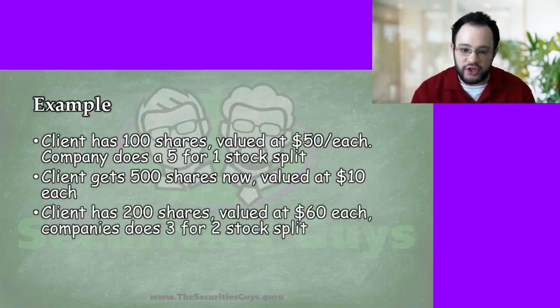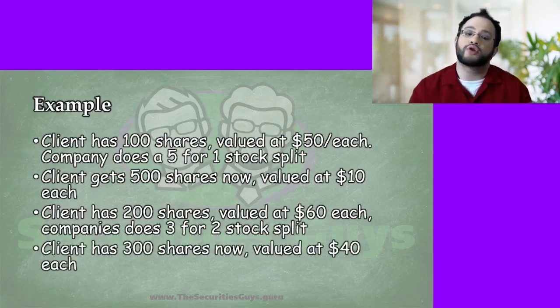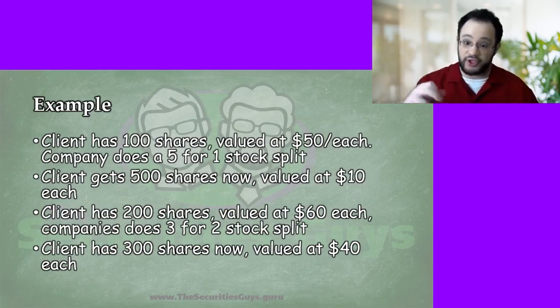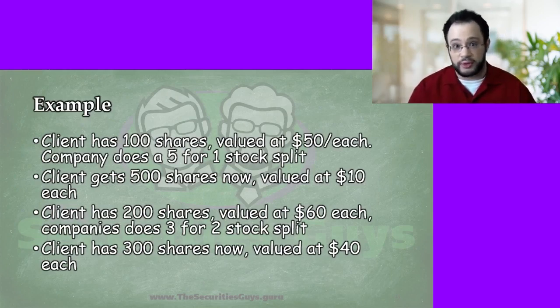Client has 200 shares valued at $60 each. The company does a 3-for-2 stock split, now an odd stock split here. Well, we're multiplying by 3 halves. We can think of that as dividing by 2 to get 100, and then multiplying by 3. We're then doing the exact opposite, where we're dividing by 3 and then multiplying by 2.